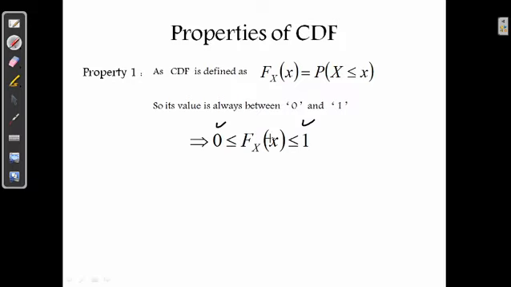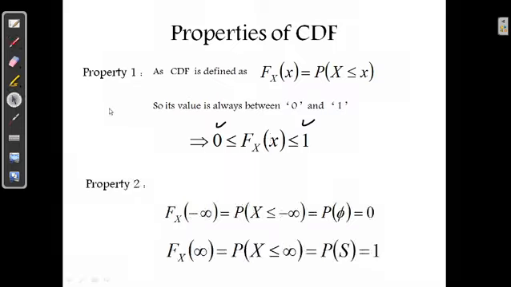Okay, next the second property is, yes sir, so this is your second property. Okay, so F_X of minus infinity. As I said earlier, it has to be bounded by what, 0 and 1, right?